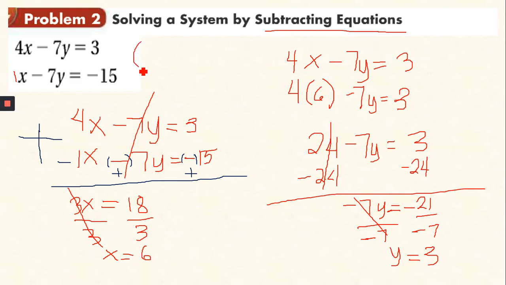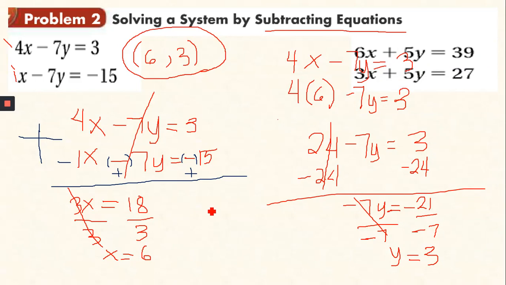So the solution of the given system is your x is 6 and your y is 3. Okay, once again, I repeat, always write your answer in an ordered pair. You can check if your answer is correct by substituting the value of x and your y on the two equations.